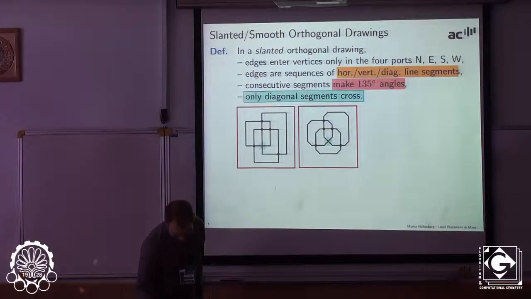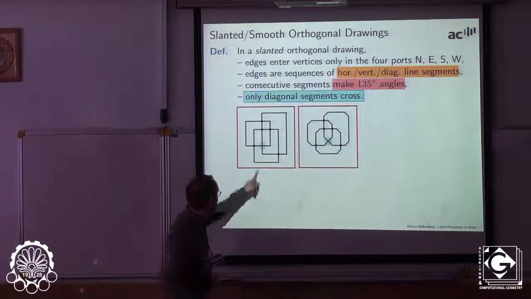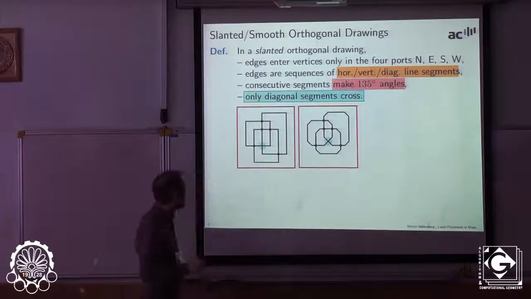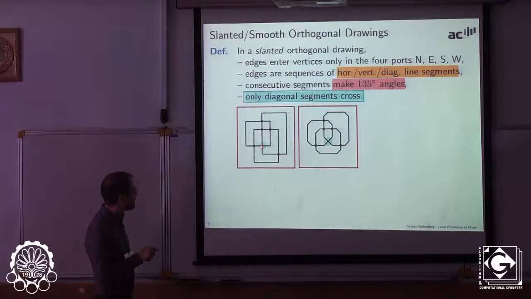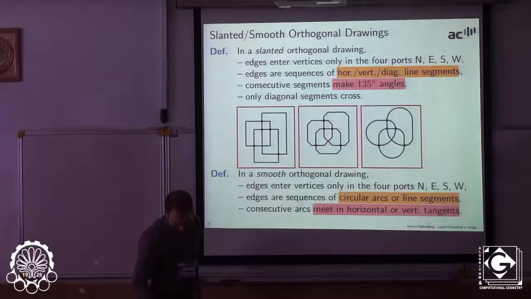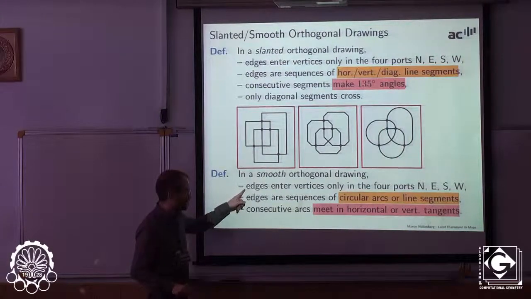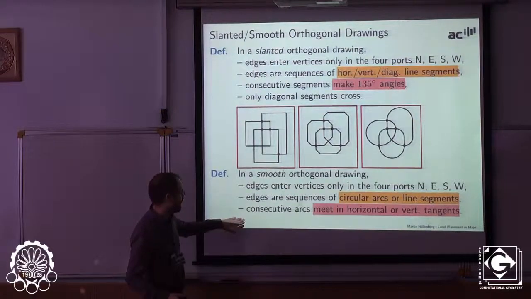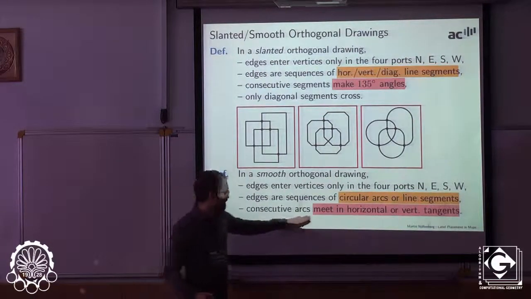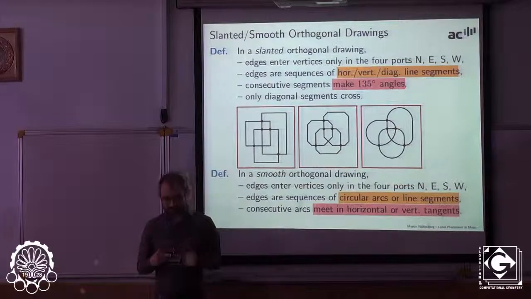Yes, that was the highlighting. And you see here the difference. And if you're sitting in the back, maybe this might appear like a vertex if you're far away. Using the diagonals, it's kind of better. And then for smooth orthogonal drawings, you can again use only the 4 ports for each vertex. Now we have sequences of circular arcs and line segments, and we must make sure that if 2 arcs meet, then they have the same tangent.